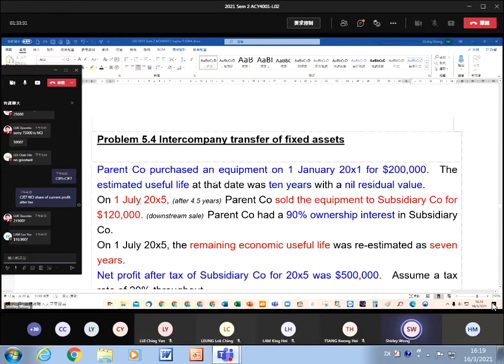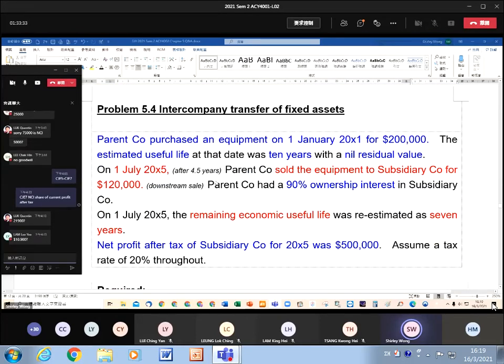So 5.4, a short question, and then there are 2 requirements. The 2 requirements are one for upstream and one for downstream, so we'll do it first. So let's have a look at the question. Problem 5.4, intercompany transfer of fixed asset. First of all, it says that the parent company purchased an equipment on 1st of January 2001 for 200,000. So it bought the equipment. And then the estimated useful life will be 10 years with nil residual value. So in the first paragraph, it gives you the details about the purchase date, the equipment cost, and also the depreciation policy.